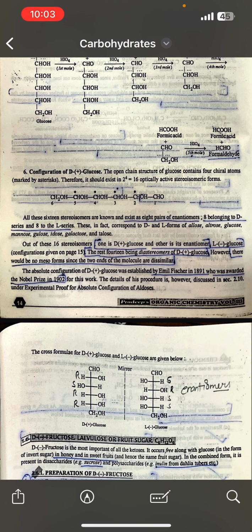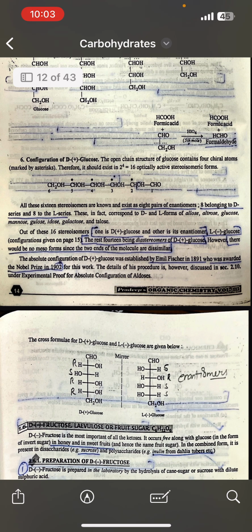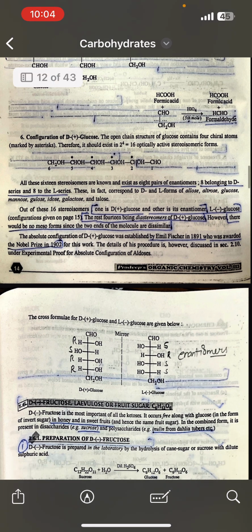Out of these stereoisomers, one is D(+)-glucose and its enantiomer is L(-)-glucose. The configuration is given on the page. The remaining 14 are diastereomers of D(+)-glucose. However, there would be no meso forms since the ends of the molecule are dissimilar. The absolute configuration of D(+)-glucose was established by Emil Fischer in 1891, who was awarded the Nobel Prize in 1902 for this work. The details of his procedure are discussed in section 2.0 under the experimental proof of the absolute configuration of aldoses.